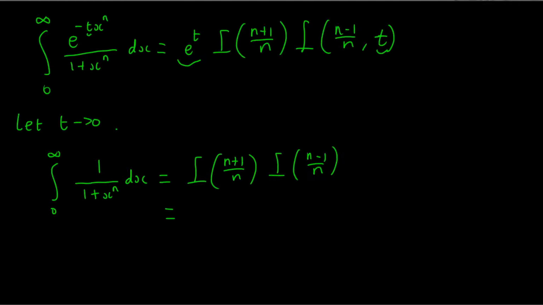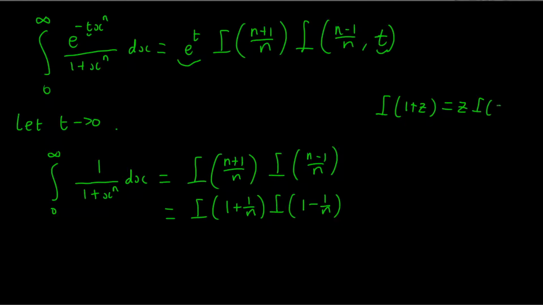Now we can expand this slightly, so we get gamma of 1 plus 1 over n times gamma of 1 minus 1 over n. And now using the gamma function's identity, gamma of 1 plus z equals z times the gamma function of z, we can expand the first term. So we end up with 1 over n times the gamma function of 1 over n times the gamma function of 1 minus 1 over n.